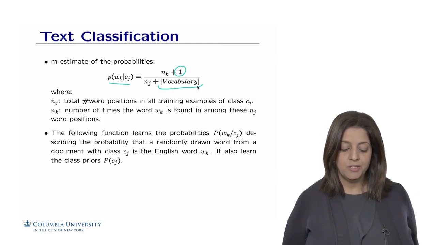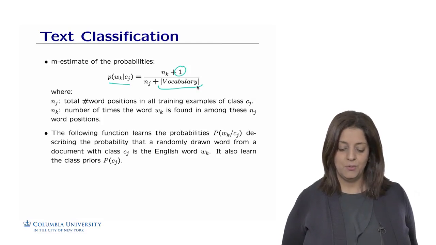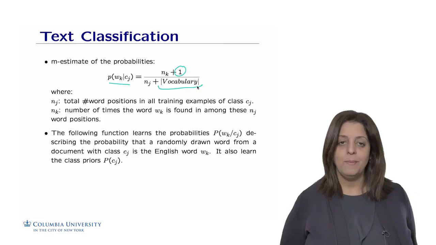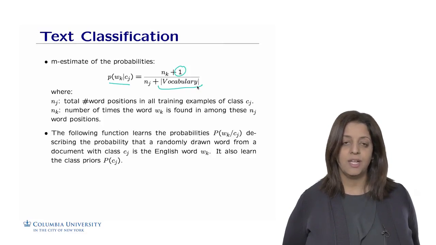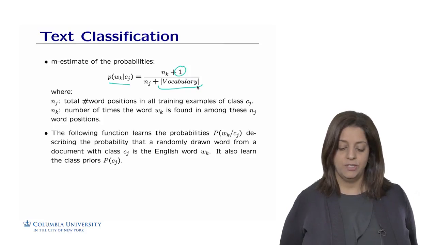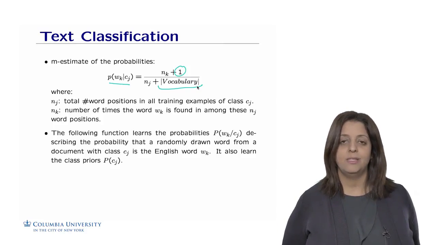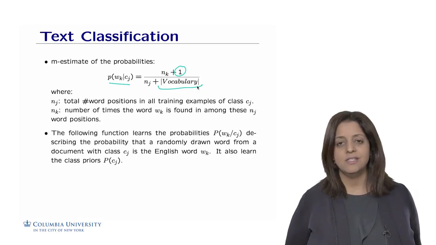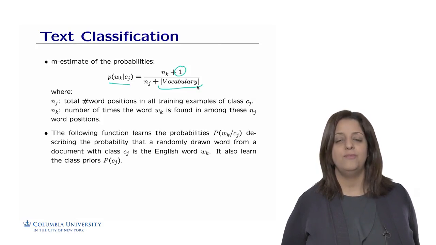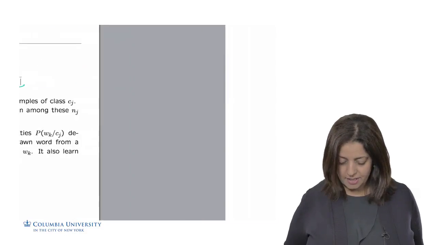All right, so the following function learns the probability P(wk given cj), describing the probability that a randomly drawn word from a document with class cj is the English word wk. It also learns the class priors P(cj). All right, this is just to give you a flavor of how naive Bayes could be used for text documents.